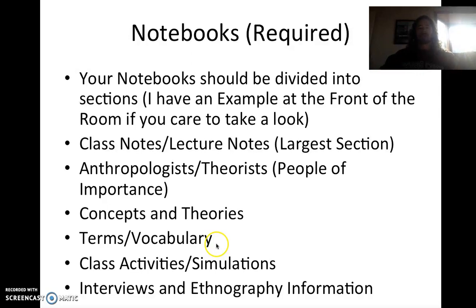You are going to have a midterm and a final that you're going to be able to take at home. So ultimately, if you had a notebook with all this stuff in it, it would be very simple. And I would break the notebook down like this: lecture notes, anthropologists, theorists, concepts and theories, terms of vocabulary, class activities and simulations. This may be some of the discussion posts or some of those other things that we do. And then the interviews for your ethnography information as well.